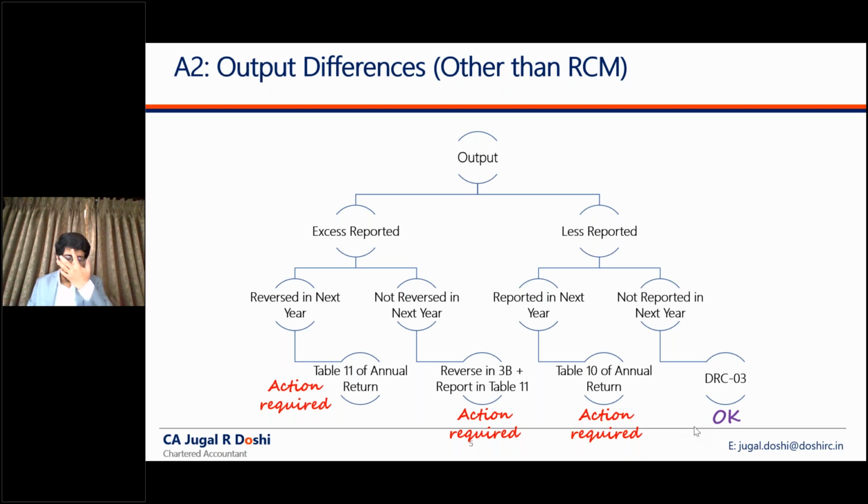So we all should prepare a reconciliation of tax payable and tax paid as per table 9 of annual return, and the reasons for differences are going to be tax paid of last financial year, tax reversed of last financial year, and tax liability to be paid of current financial year. Tax liability to be reversed of current financial year cannot be the case, and it should be reported through table 11 only.